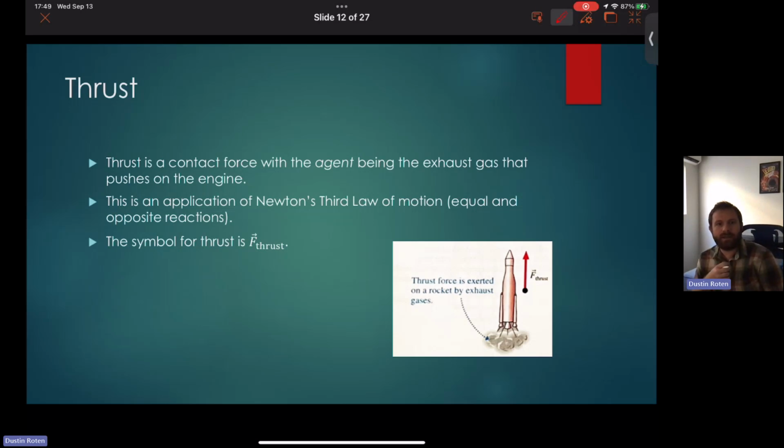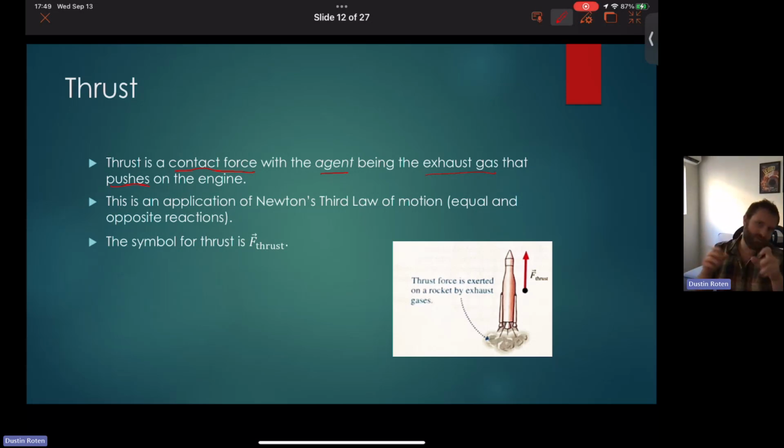Almost the last one. So we have thrust, which is a contact force, believe it or not. It's a little weird to think about, but thrust is a contact force. The agent is the exhaust gas, and it pushes back on the engine. So the idea is that you push out so much exhaust gas that those molecules all bump into each other, and that gives you a quote unquote solid surface to push against. And that's the thing that the rocket is pushing against as it moves either through the atmosphere or through space.